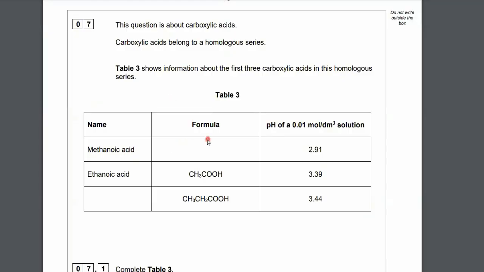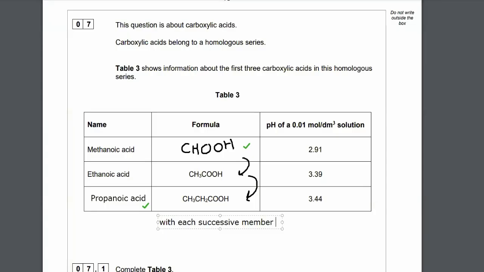This question 7 is about carboxylic acids. Carboxylic acids belong to a homologous series. Table 3 shows information about the first 3 carboxylic acids. So we've got methanoic acid, ethanoic acid, and propanoic acid is the third one. How will we know the formula? Well, what happens with each member of a homologous series? You add CH2. If you're going backwards, just take off CH2. If you're going forwards, one jump in a series, add CH2 to the formula. And that's how you can work out the different formulas.